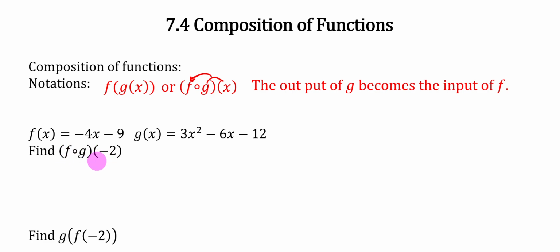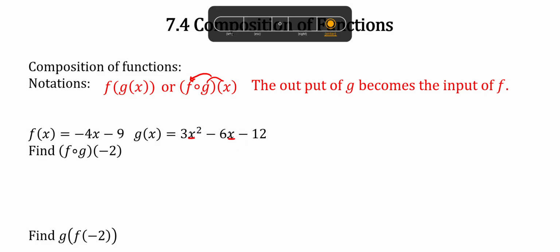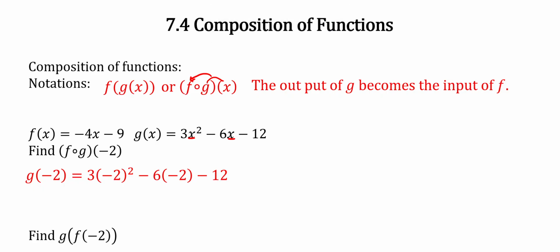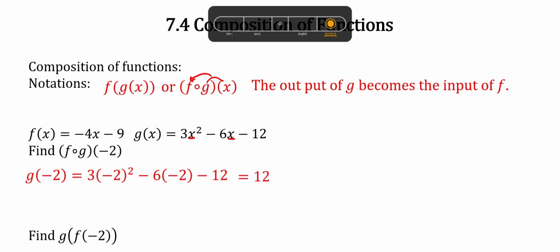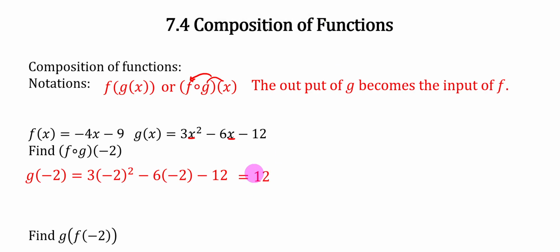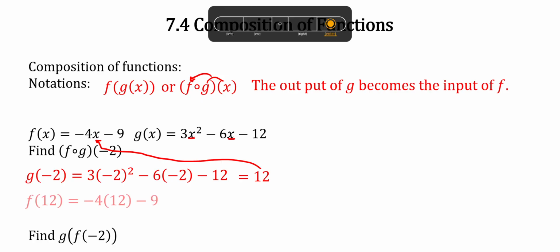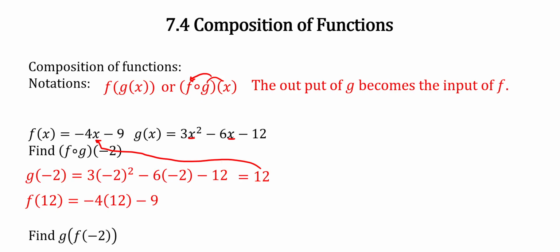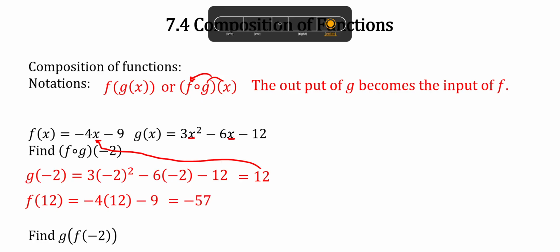So for this, we're going to do g of negative 2, and we're going to put in negative 2 here, negative 2 here. Computing that, we should get 12. Now we're going to take that and put it into f. Whatever comes out of g, we put into f. And we should get negative 57.